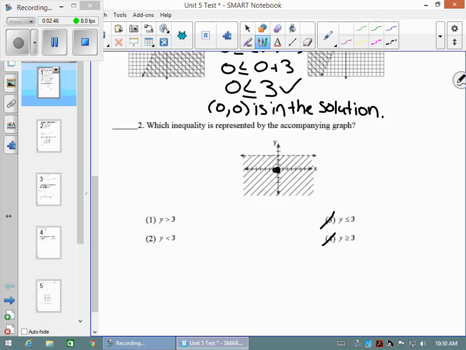So here, if I plug into option 1, I'm going to have 0 is greater than 3. Is 0 greater than 3? No. So let's check for choice 2. 0 is less than 3. Is 0 less than 3? Yes, that is correct. So choice 2 is our answer.